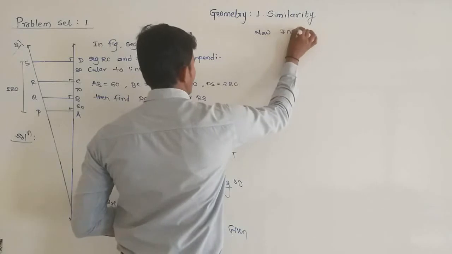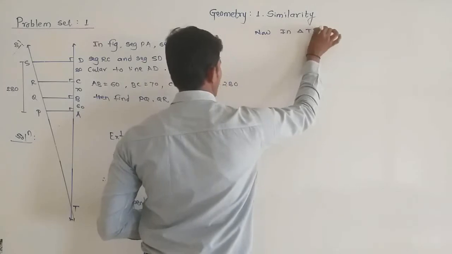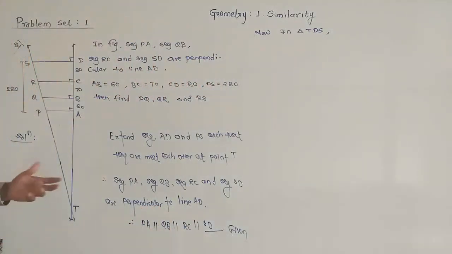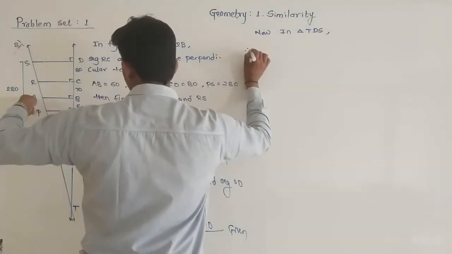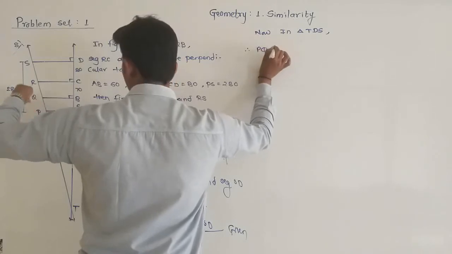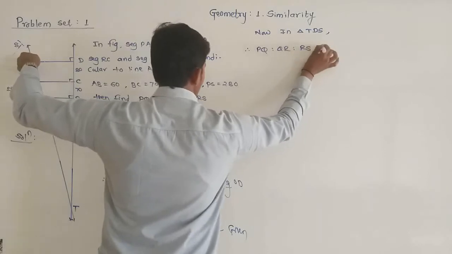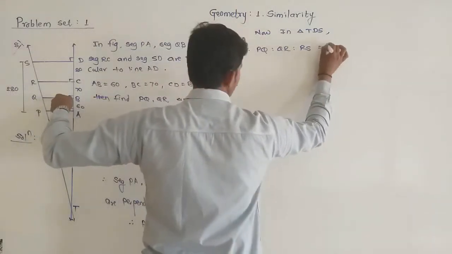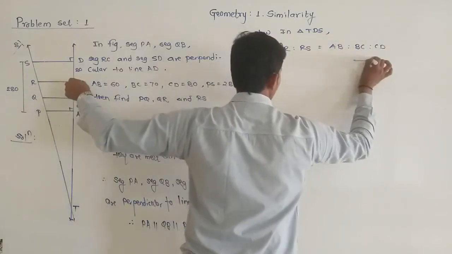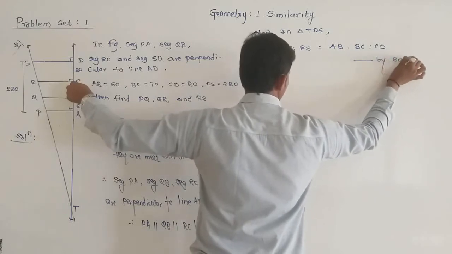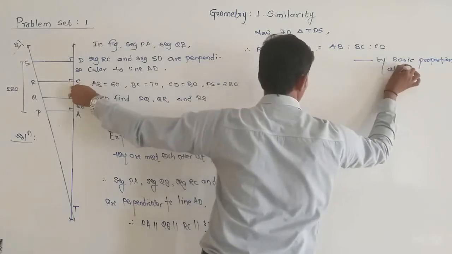Now in triangle TDS, if we are applying the basic proportionality theorem, because the line is parallel to the side of a triangle, then we get PQ proportional to QR, QR proportional to RS, which equals AB proportional to BC, BC proportional to CD, by the basic proportionality theorem.